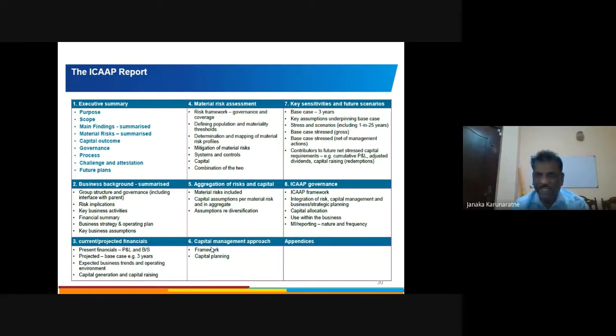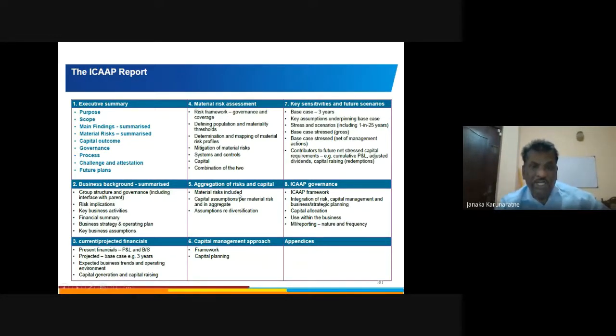Okay, your regulator says 10%. As long as you meet 10%, fine. You meet regulatory capital. But once you do your internal risk assessment, you are the one who knows exactly your entire risk level. It's not just the minimum regulatory requirement. So you can do it through the ICAAP report.